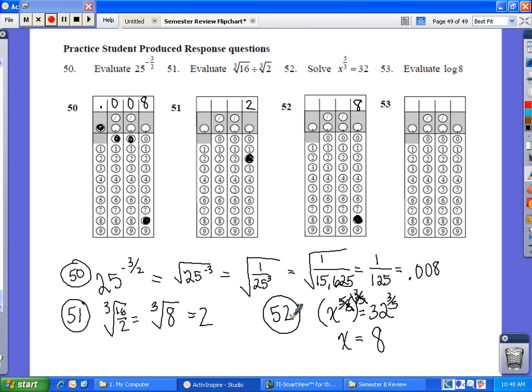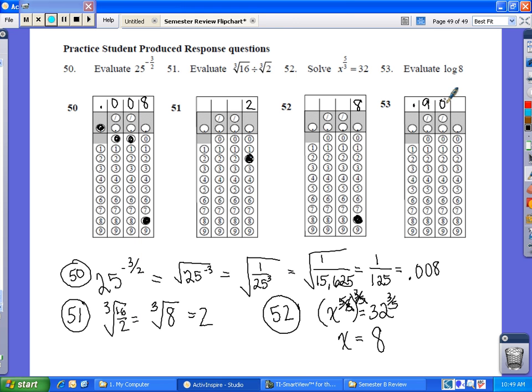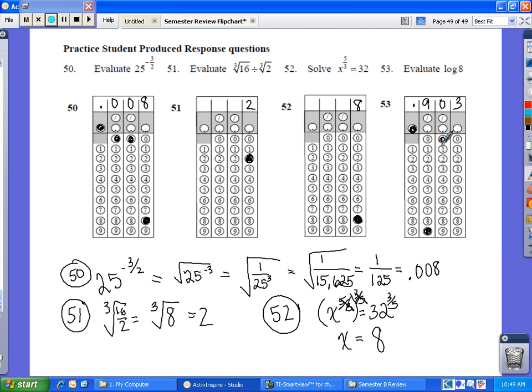And then finally, the last one, number 53, evaluating log of 8. It's already in base 10, so you literally just have to plug in. There's really no way to evaluate this by hand, so you just want to plug in log of 8 and hit enter, and you're going to get 0.903. And again, you want to do 3 decimal places, so 0.903. Okay.